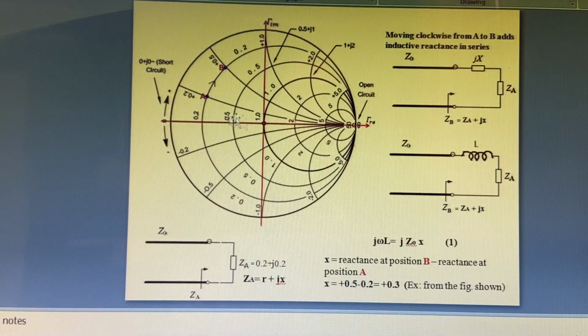Similarly, moving in the clockwise direction adds an inductor in series. To find it, you should use this equation. That is about moving on resistance circles, and how to find the values of the series elements added.